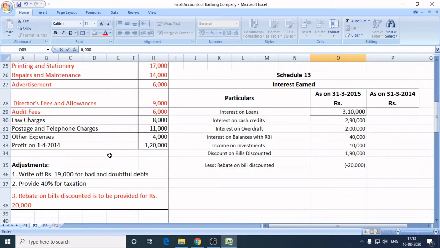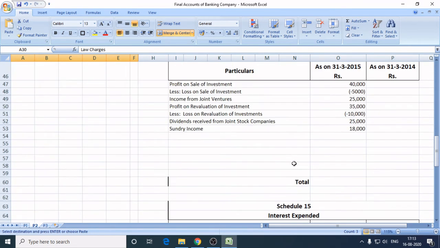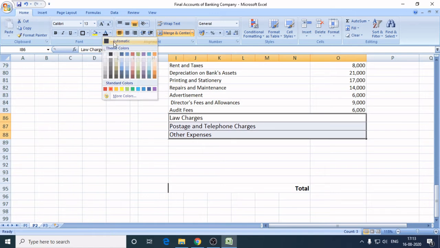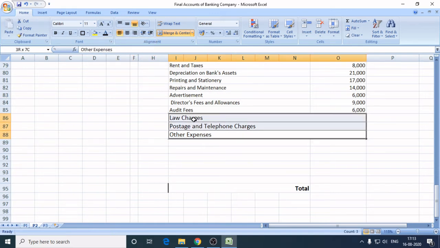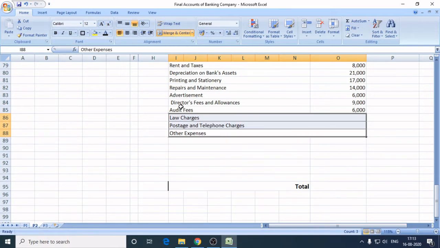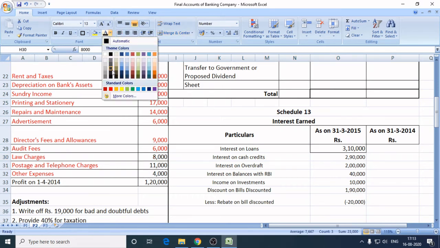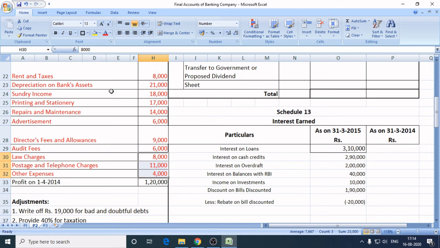Okay, now the next in the problem is law charges. We have law charges, and it is also an expense of the bank. In fact, let me tell you, law charges, postage and telegram charges, other expenses, all these three are the expenses of the bank. So simply mention or record them under schedule number 16 instead of carrying forward one by one. And the figures are from law charges 8,000 to 14,000, sorry, 4,000.